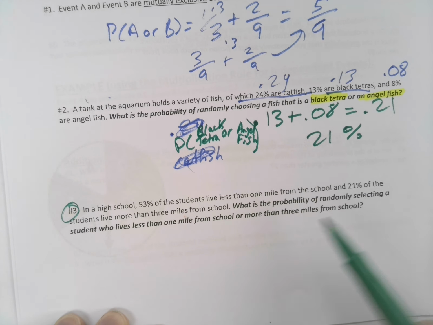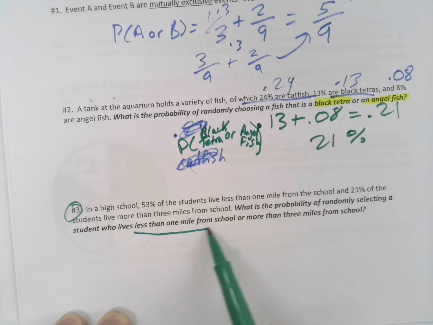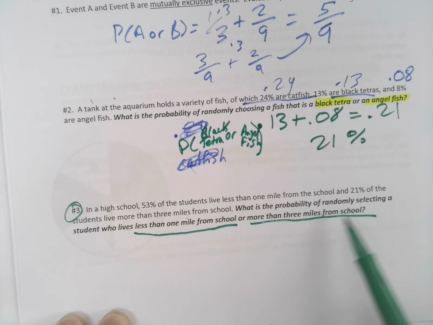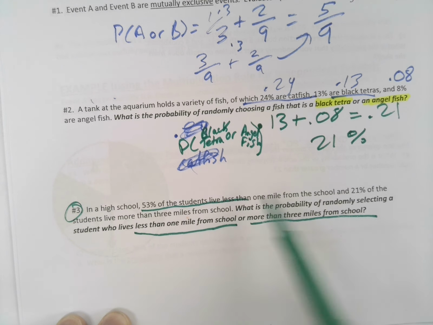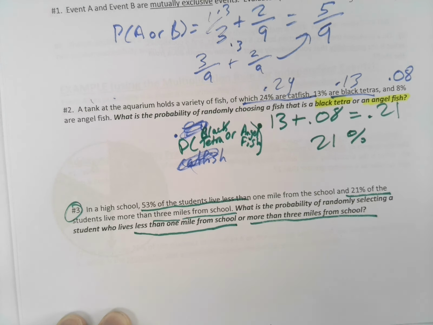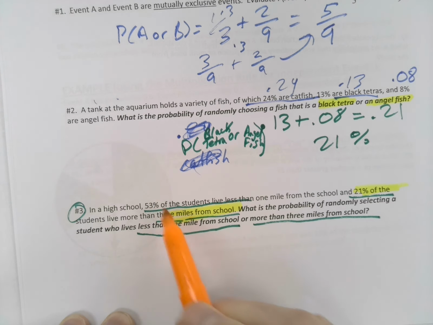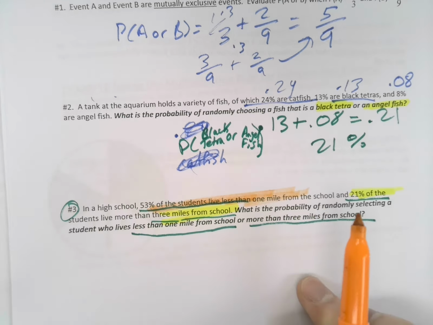Again, I trust you guys on this. What's the probability of randomly selecting a student who lives less than 1 mile from school or more than 3 miles from school? And again, we have the setup here. You can pause the video. When you unpause, I'll have this answer here, but I feel pretty good about you guys getting this one.